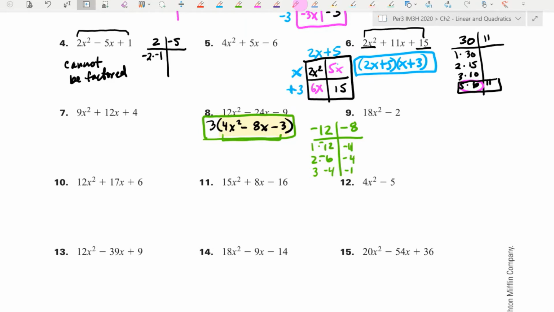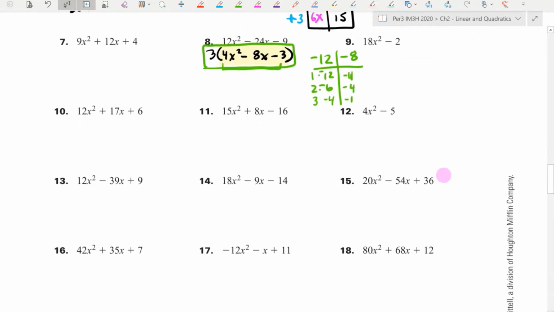Number 10. For number 10, there's no number that goes into all of those because 17 is prime. So we're going to multiply 12 times 6, which is 72. And we need to get 17. Now, the square root of 72 is going to be 8 point something. That means you only have to try 8 numbers.